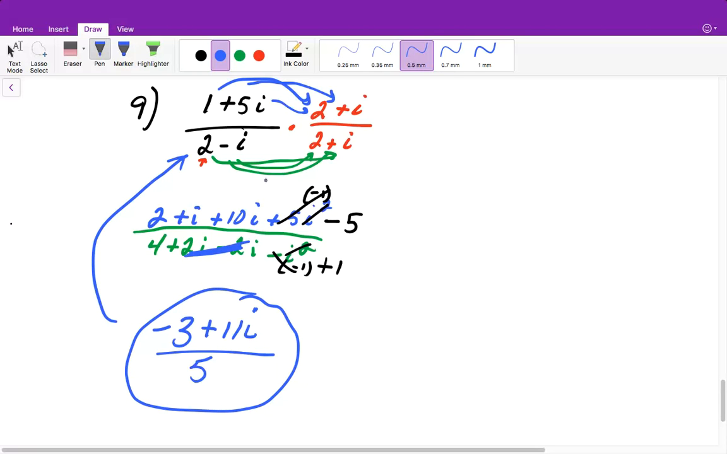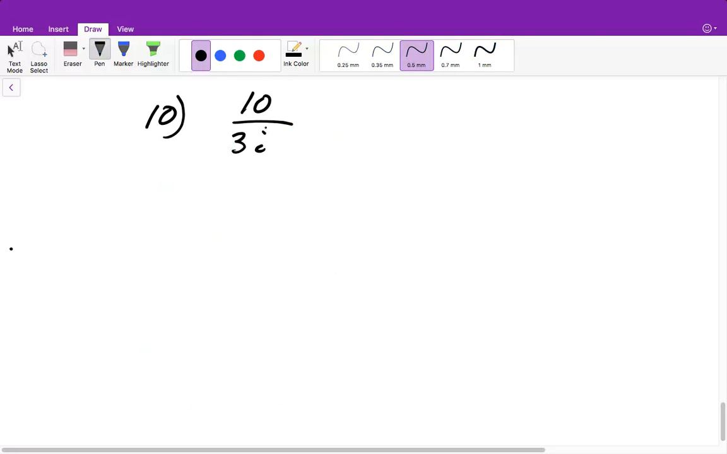All right, just like with radicals, we can't leave that in our denominator. We can't leave i in our denominator either. All right, so for number 10, it's 10 divided by 3i. Once again, we're going to multiply by its conjugate. Well, our real number is 0, so this is the same as 0 plus 3i. So all we're going to do is just multiply this by a negative 3i.